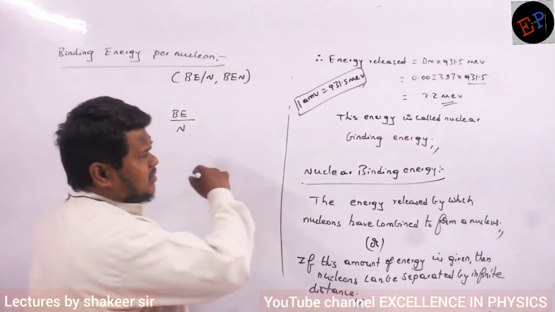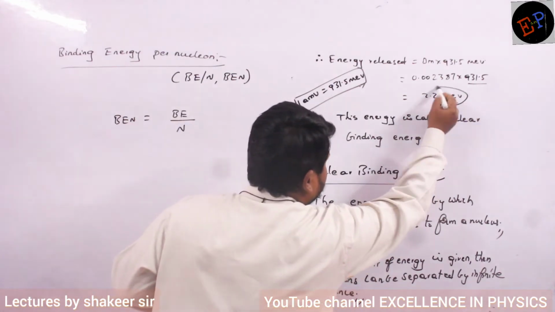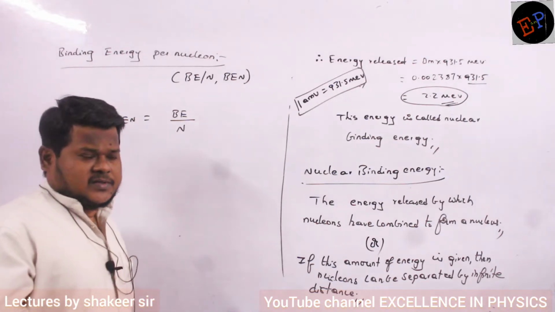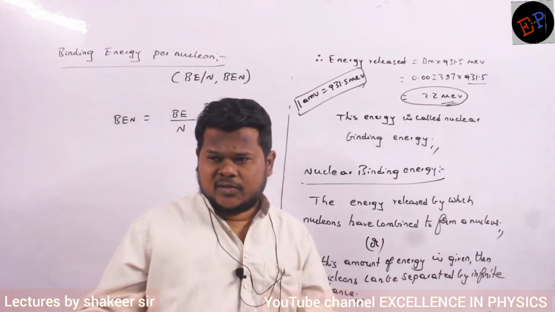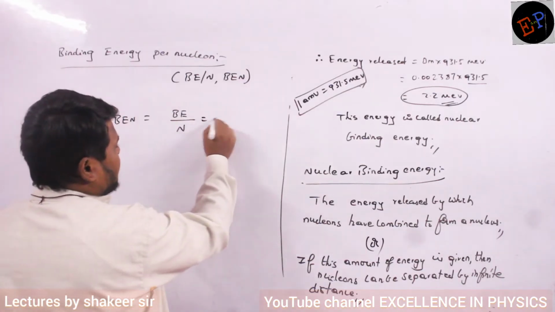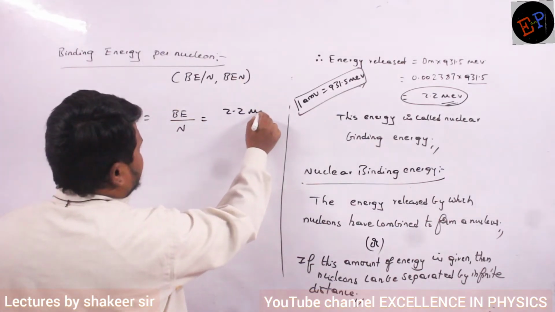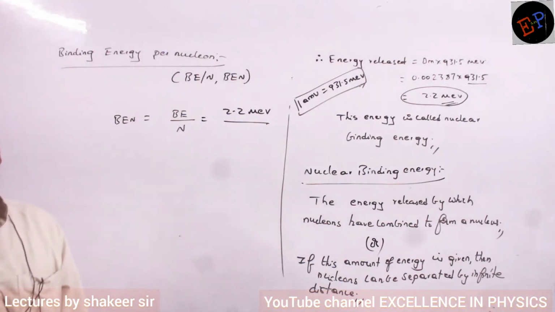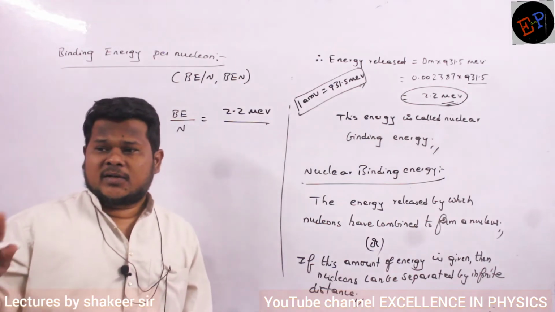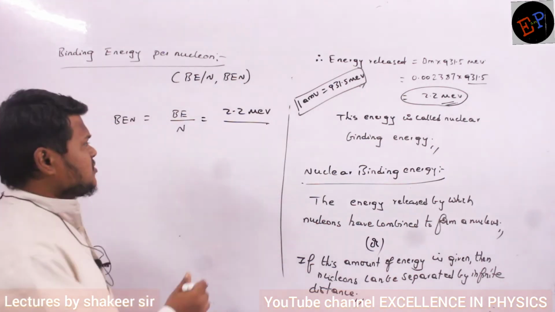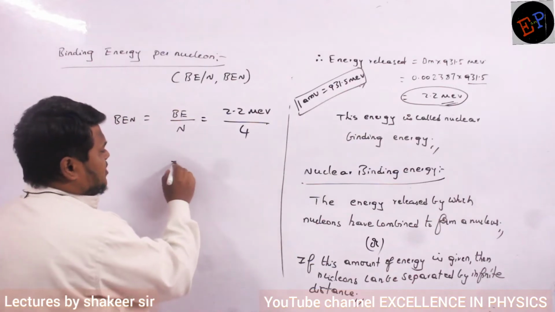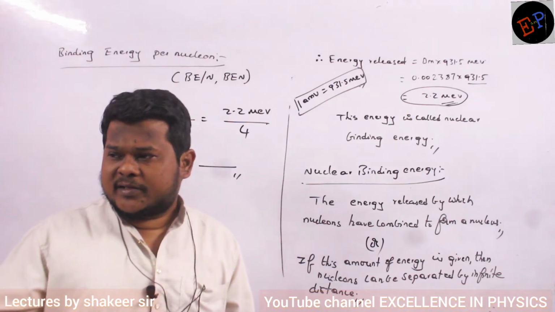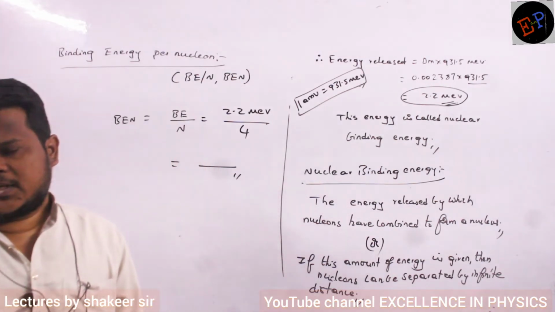For example, in deuterium, what is the binding energy I got? 2 point. Are you able to understand? This is the total binding energy for this total nucleus, no? So the total binding energy was 2.2 million electron volts, divided by how many nucleons are there inside helium? Helium lopala nucleons annu untayi 4, 2 protons and 2 neutrons. So divide by 4. Whatever answer you get is called BEN, binding energy per nucleon.